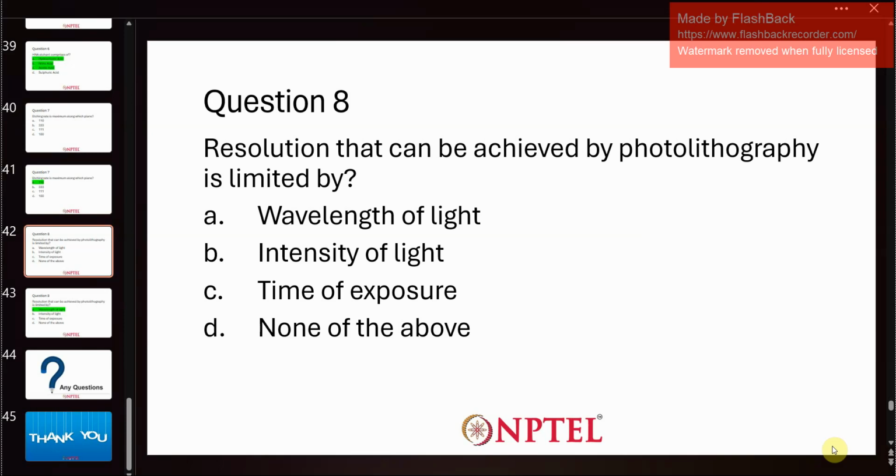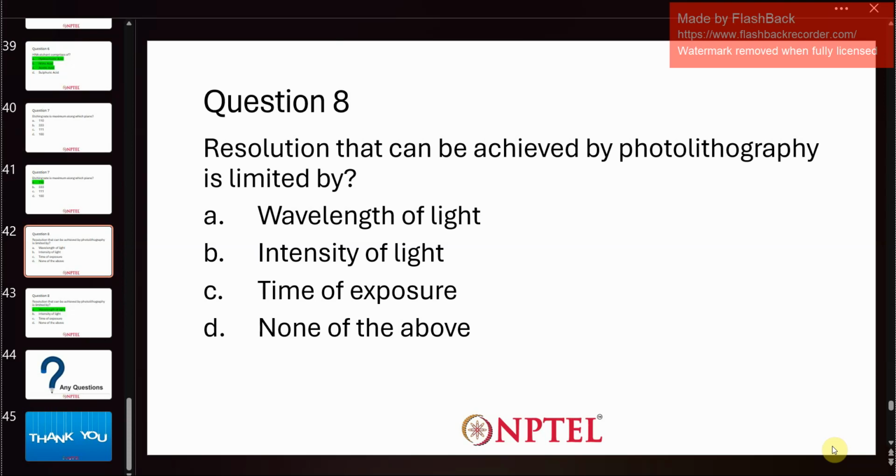So what will the resolution depend on? Whether it will depend on the wavelength of light, intensity of light, time of exposure, or none of the above. What do you think? Will it depend on the time of exposure? No, right? Whether you see these fingers for 1 second or for 10 minutes, you can easily separate them. Intensity of light, no again, whatever be the intensity, you can easily separate out the two objects.